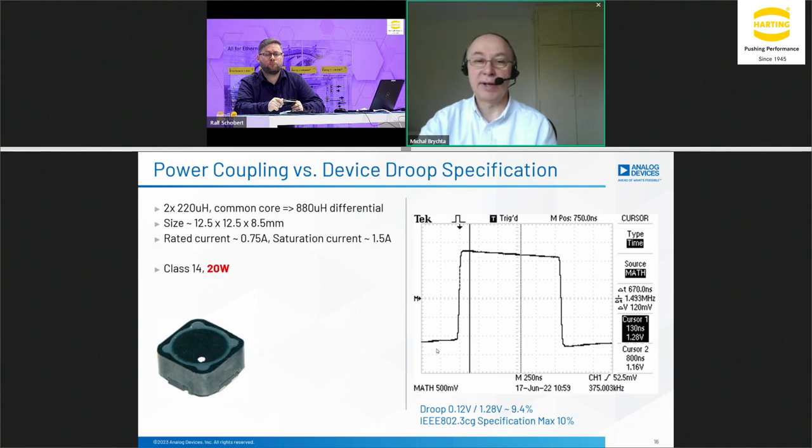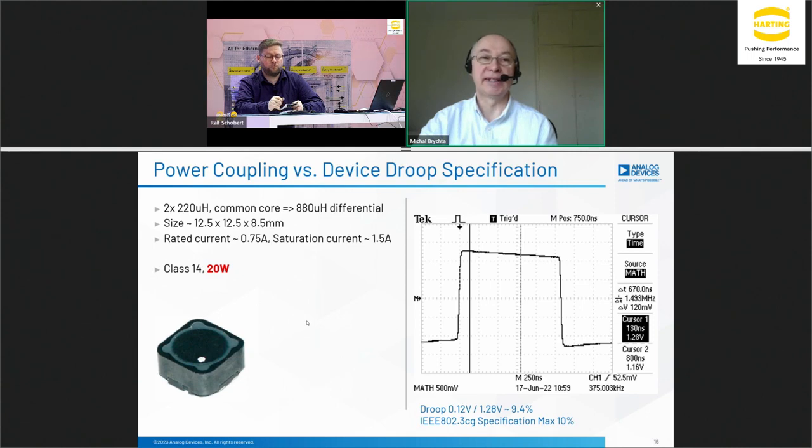One of the tests required for SPE communication is a droop test. The droop specification in IEEE asks how much a pulse decays over time. Over a specified time, at specified points, the droop needs to be within 10%. As you can see, 220 microhenry inductance would fulfill the 10% requirement and can deliver about 20 watts in this size of inductor.